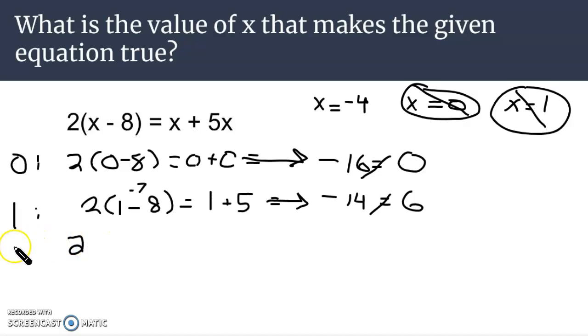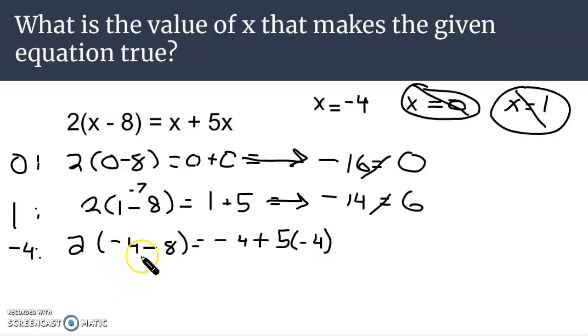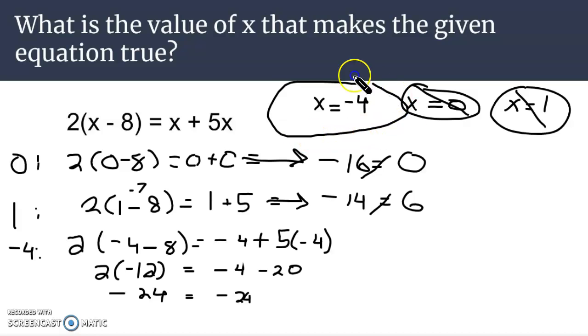Let's see if -4 does. 2 times (negative 4 minus 8) equals negative 4 plus 5 times negative 4. Alright, working this out here, I'll work it underneath. Negative 4 minus 8 is negative 12. And then we have 2 times negative 12. On the right side, we have a negative 4 and a negative 20. So negative 4 plus negative 20 equals negative 24. And on the left side, 2 times negative 12 is negative 24. So the answer that seems to work here is negative 4.